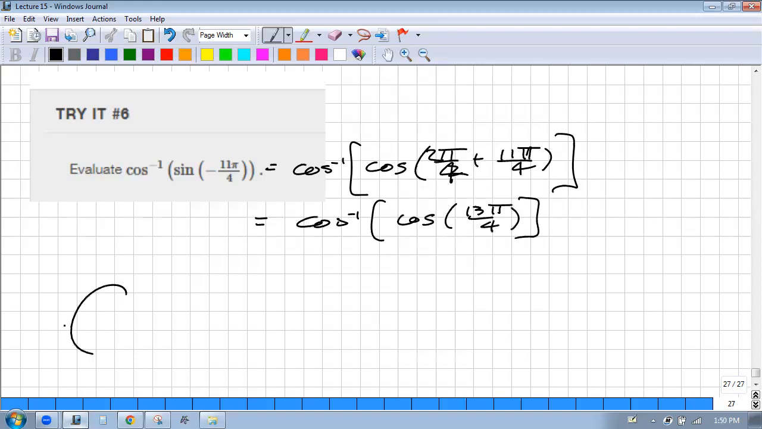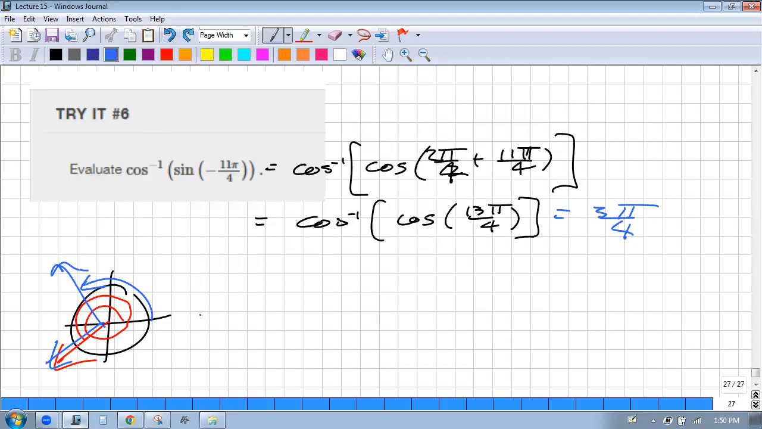All right, where's 13 pi over 4? Let's see, here is 8 pi over 4, 12, 13 pi over 4. Cosine inverse is never going to give me this angle, right? It's going to give me that angle. It's going to give me 3 pi over 4. It always gives me the one that's up here between 0 and pi. And cosine of this is the same as cosine of that. They have the same x coordinate. So that's how you do it, all right?